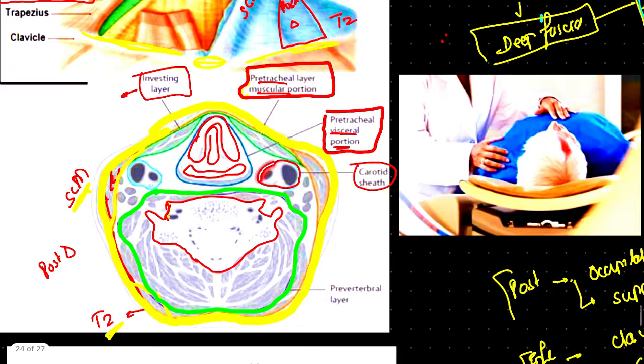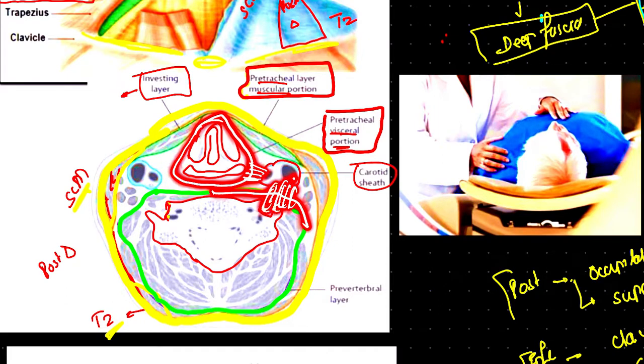I'm repeating again. What is this? This is our carotid sheath. Anteriorly, what is it made by? This is the pre-tracheal fascia, pre-tracheal layer. And posteriorly we have the pre-vertebral fascia, and laterally we have the investing layer. So the carotid sheath is contributed by all these layers.